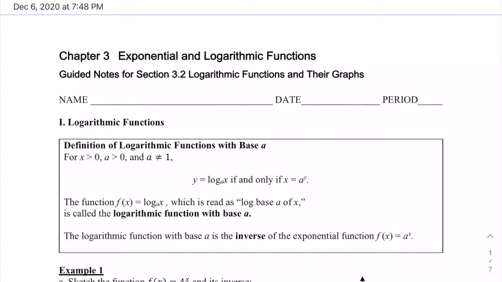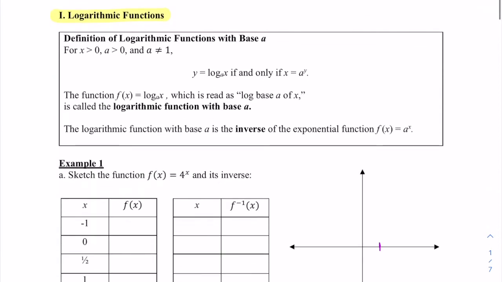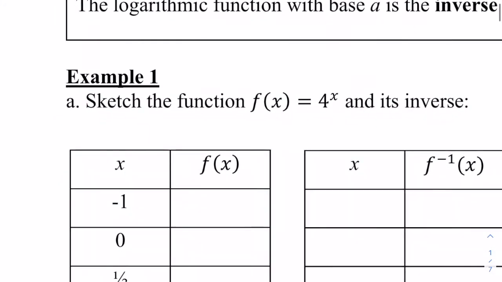Hello and welcome back. Today we're going to look at logarithmic functions. Before we look at the logarithmic function, I'd like to first review exponentials.